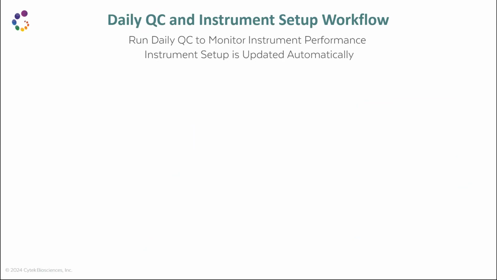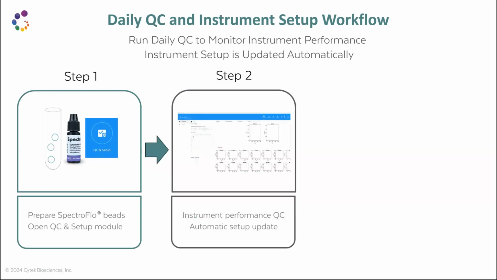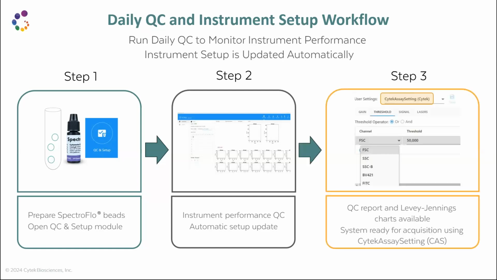First thing is to run daily QC. So step number one would be to click on the QC and setup module, prepare your beads, then start acquisition and let the process be automated. It's going to give you great information about two things. One, is your instrument performing well? And number two, the optimized settings that I described at the beginning, named Cytek assay settings, are going to be updated based on instrument performance. So at the end of this daily QC process, you are ready for acquisition using Cytek assay settings.